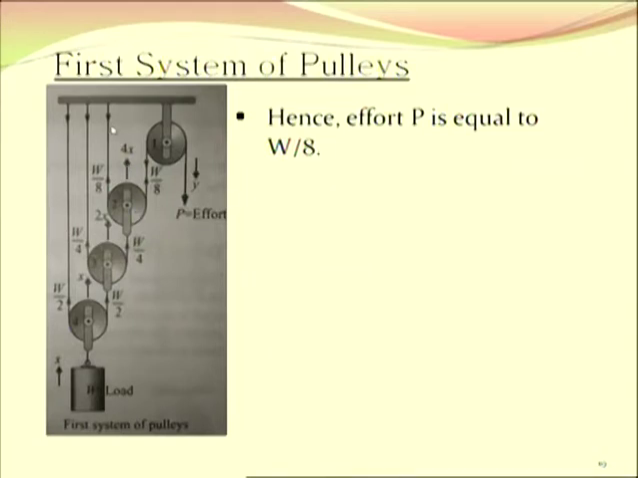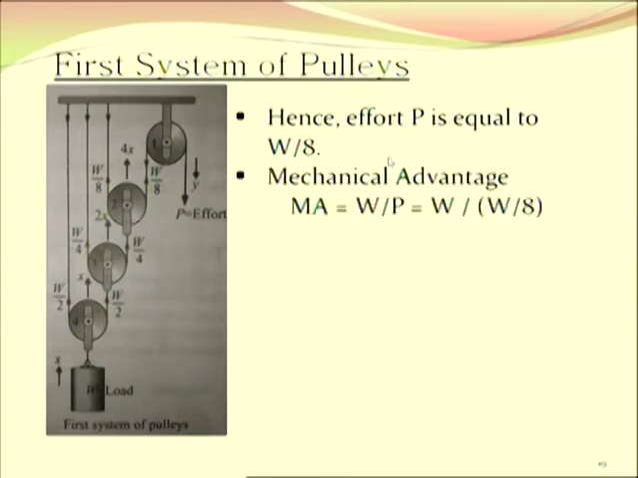So at last, on the first rope we can see that the tension in the first rope is W by 8 and effort is applied on the rope, that is P. So we can equate and say that the tension in the first rope is P or W by 8. Mechanical advantage is the ratio of load to effort, that is load is W and effort is W by 8. So we get a value of 8. So here we get a mechanical advantage of 8.